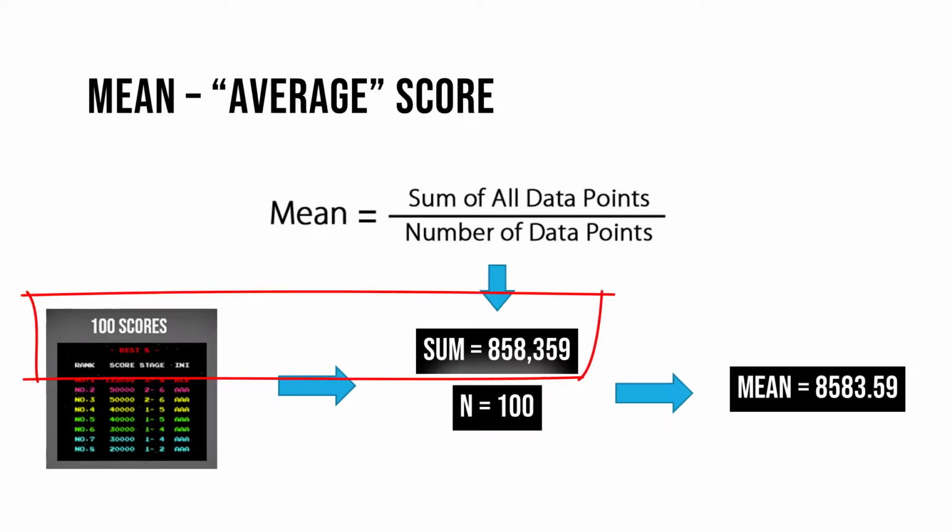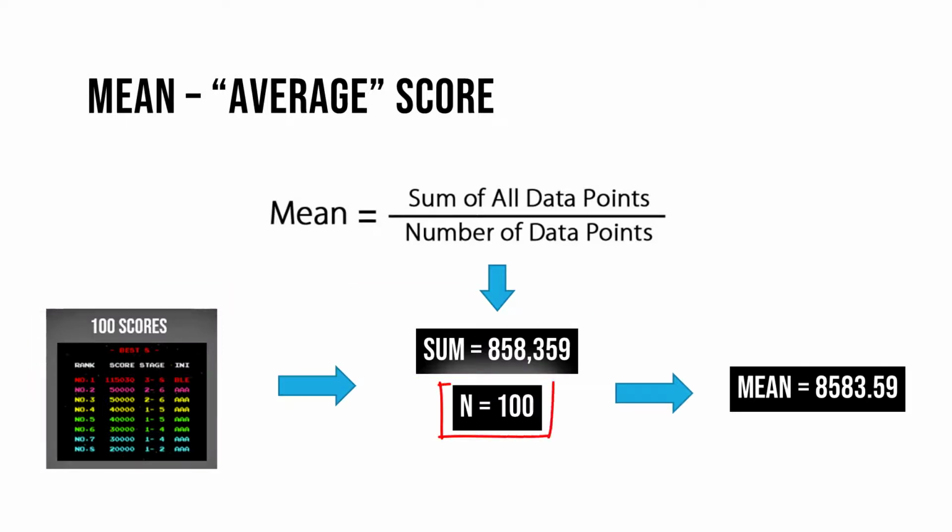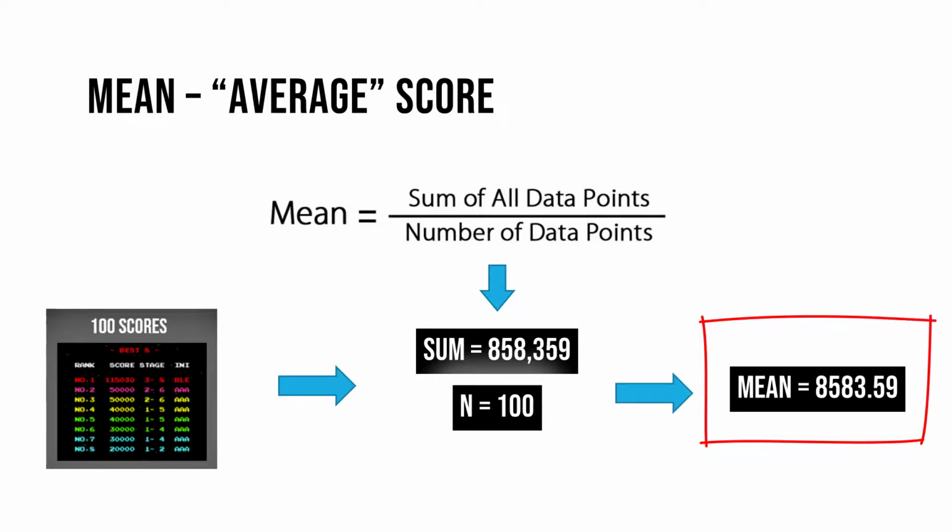So, if we summed up all Galaga scores for all 100 players in our imaginary data set, they earned 858,359 points. If we divide that by the number of players, we get a mean score of 8,583.59. So, the average Galaga player earned about 8,600 points during their game.